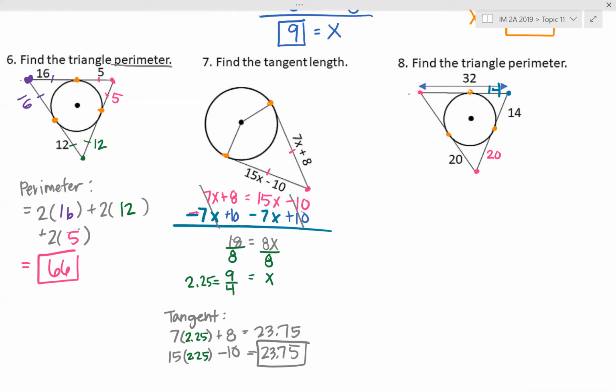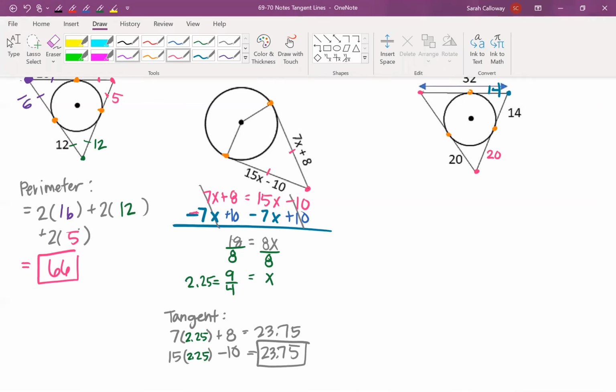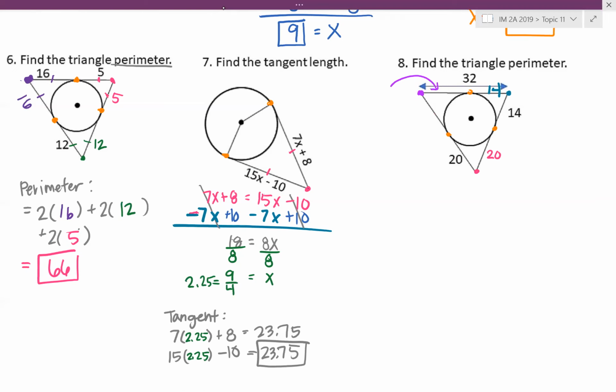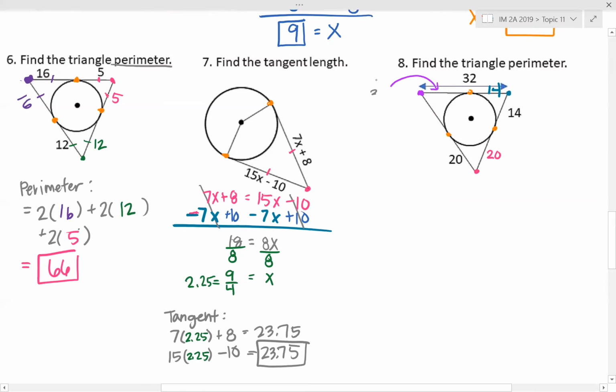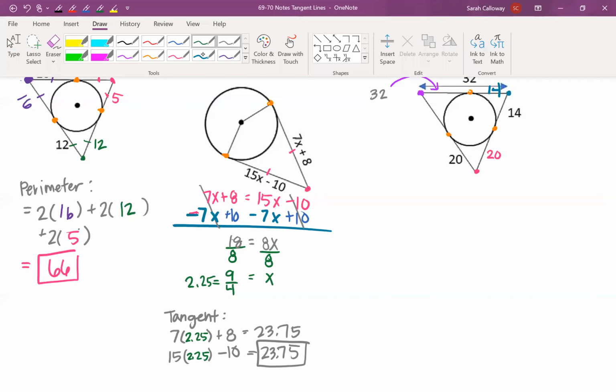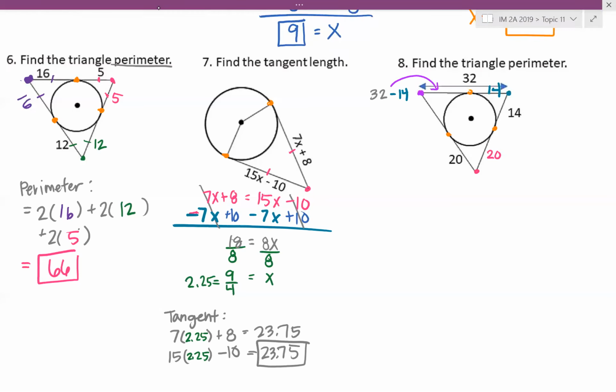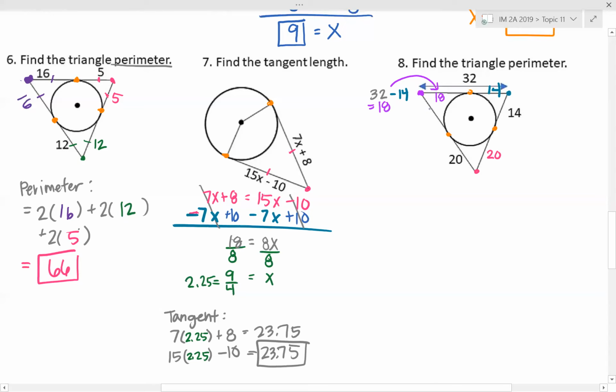And so what I can think about there is knowing that if this piece is 14, I can find the rest of it by doing 32 minus 14. So this piece is going to be 32 minus that 14, which means that it is equal to 18. That means this piece is 18 and this piece is 18.